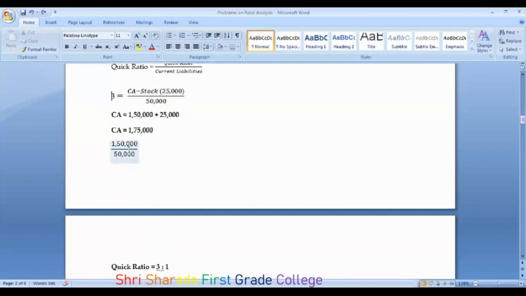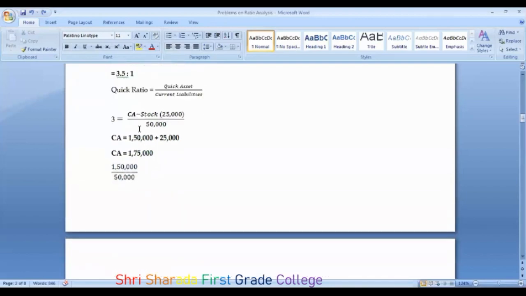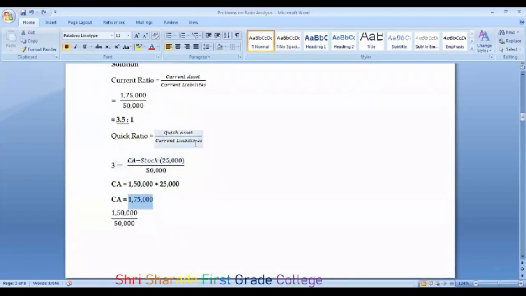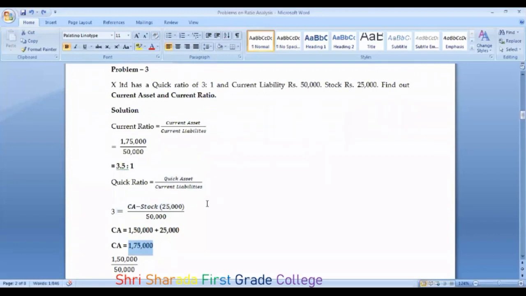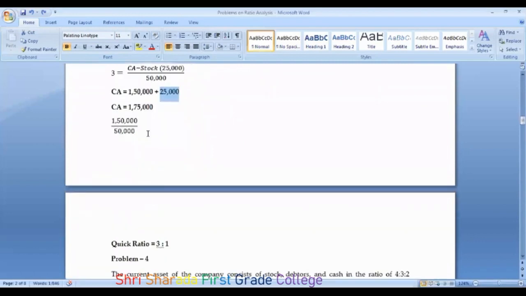So here you can identify 1,50,000 divided by 50,000. That is the quick ratio. So you have to find out the current assets here. What is the current assets? 1,75,000. Out of these current assets, there is also stock which is included. What is the stock which is included? 25,000 worth of rupees is included here. So deducted, you will get 1,50,000 as quick asset divided by the current liability, 50,000. So quick ratio you can identify here. Quick ratio is also 3:1.